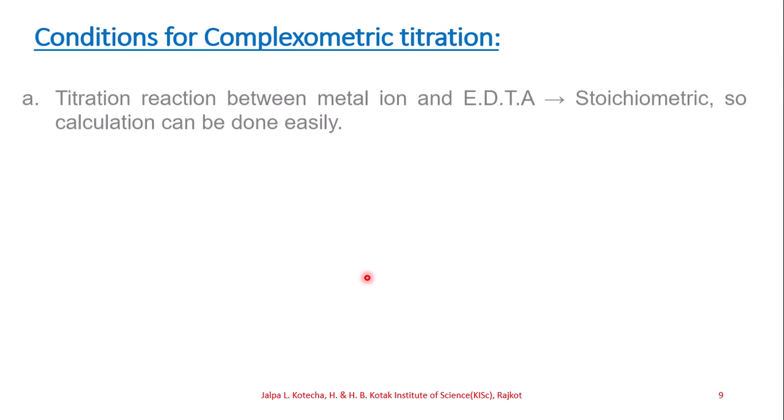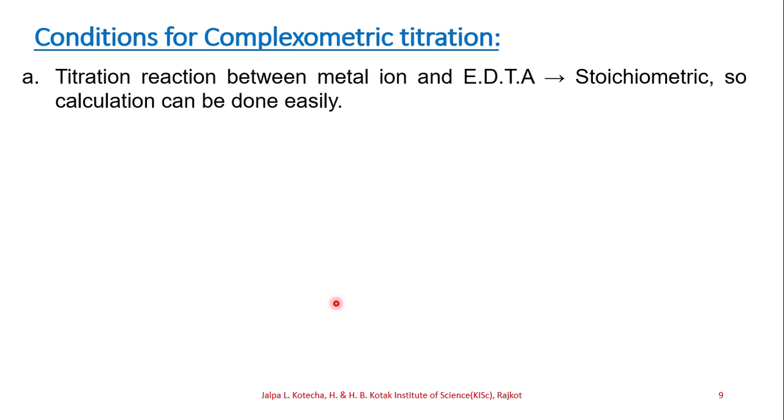Now we start with the conditions that are required for the complexometric titration. First condition, whenever you are doing the titration of metal with EDTA, it should be stoichiometric so that the calculation can be done easily. Now what do you mean by stoichiometric titration? The reaction should be in a balanced form.